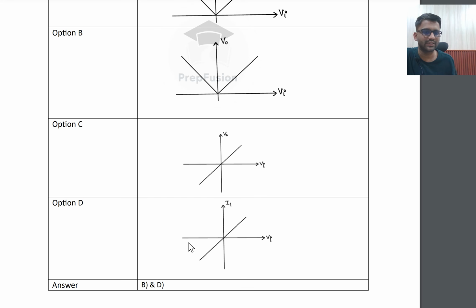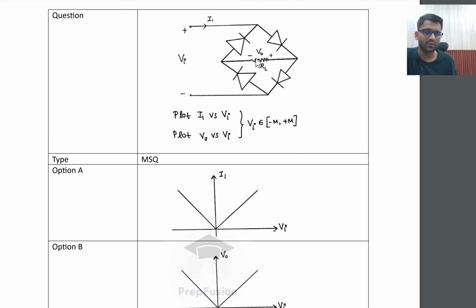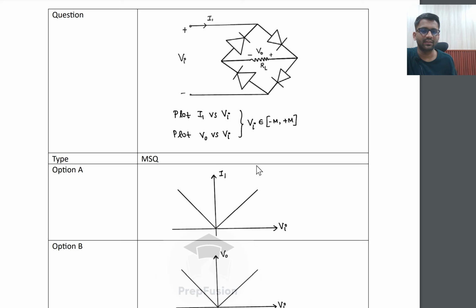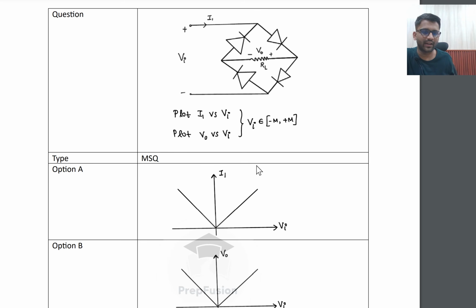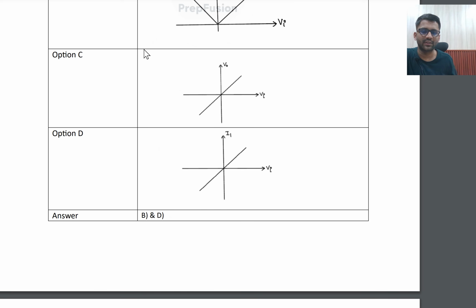And a lot of students have verified that the current was the current from the source, not the current in the load. So you need to plot current from the source versus the voltage. Okay, so you can write down in the comment section what the actual question was, but I have verified from a lot of students, they are saying that it was the current from the source only. Okay, so the answer would be here option B and D.